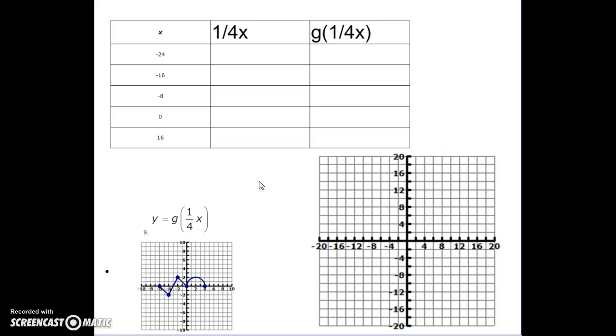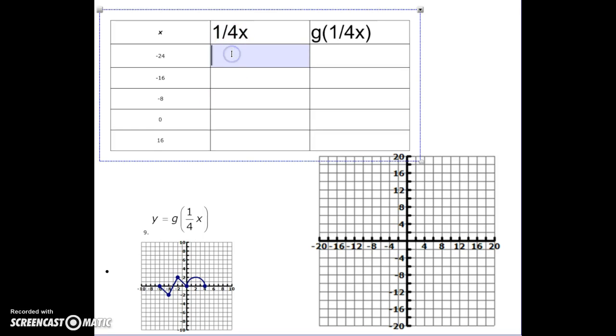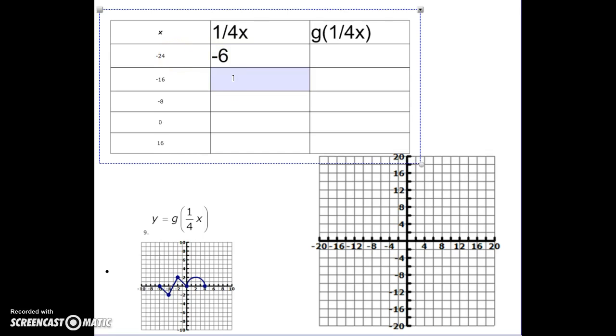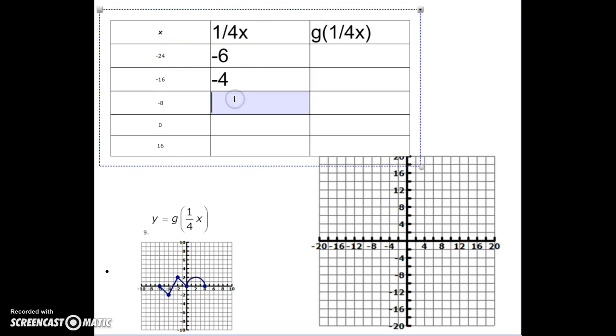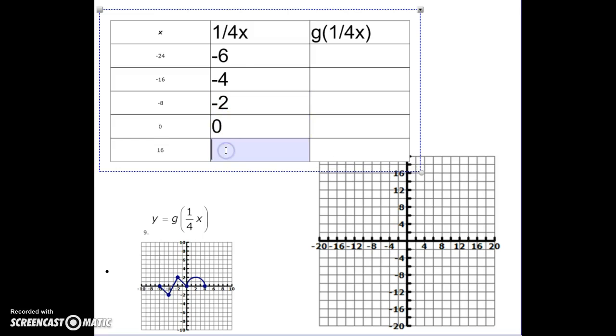So number 9, we have a fraction coefficient of x inside the parentheses. We're given new x values. 1/4 of negative 24 is negative 6. 1/4 of negative 16 is negative 4. Negative 2, 0, 4. Remember, our y values stay the same. That's the whole point.